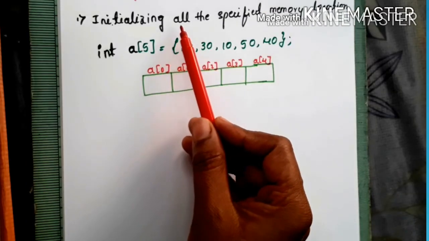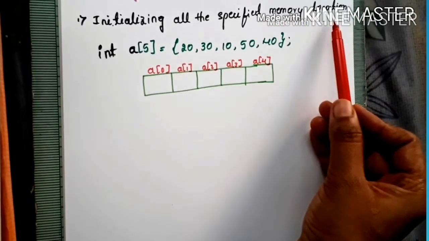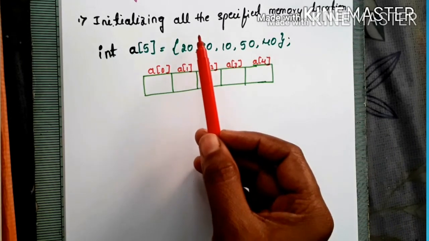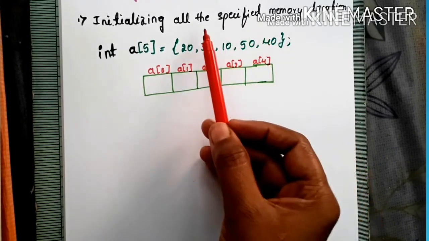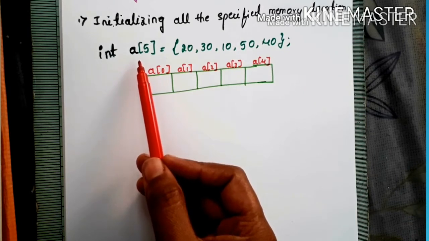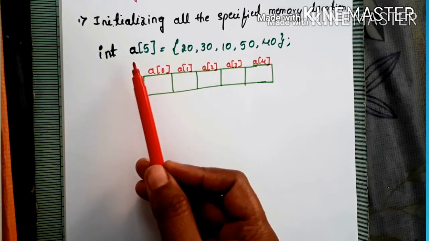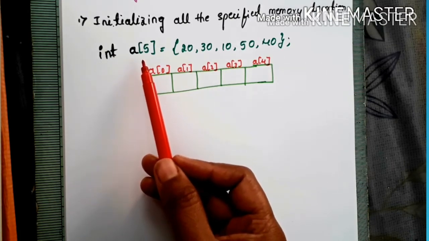First type of initialization is initializing all the specified memory locations, meaning all the array elements are initialized. For example, I have taken an integer array A with size 5. Means what? This array A stores a maximum of 5 elements.